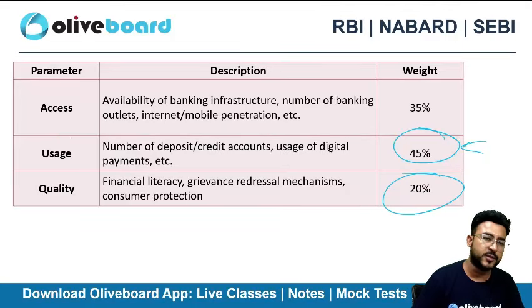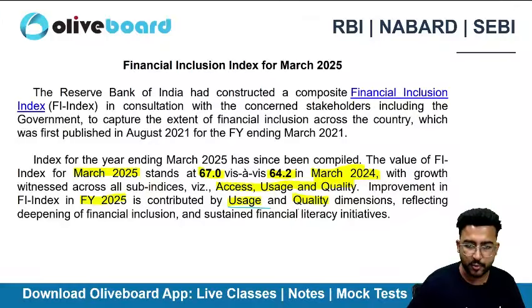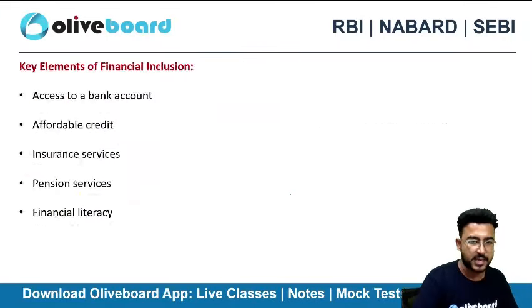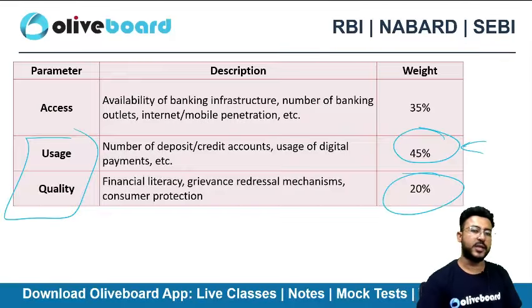So this time it is because of usage and quality, right? Usage and quality are the driving reasons for this time's increase in the financial inclusion index, right?